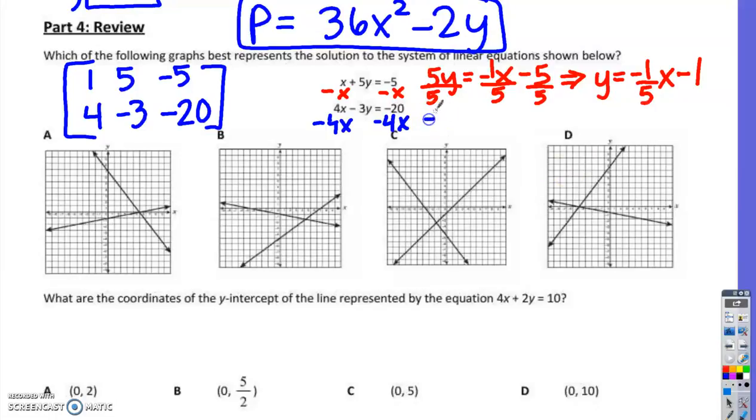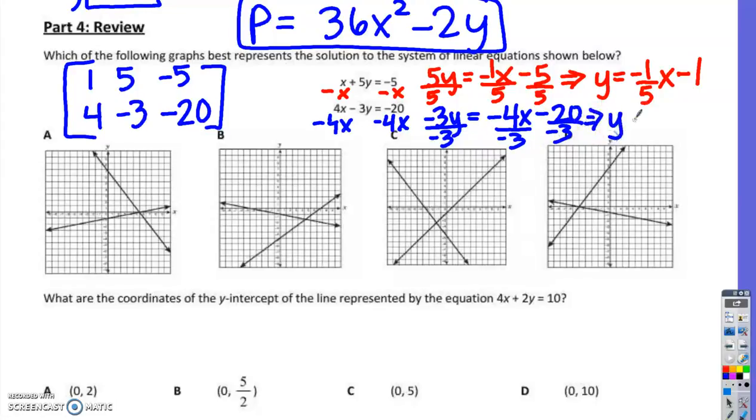I'm going to be left with a negative 3y. Do not forget your negative 3y right there, is equal to a negative 4x and a negative 20. Go through, divide everything by negative 3. Remember, we want to leave these things in their most reduced form if we can. Plug it in your calculator if you need to.